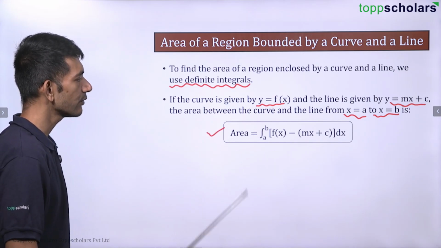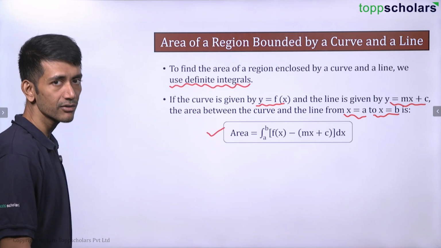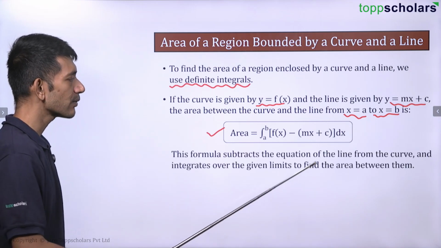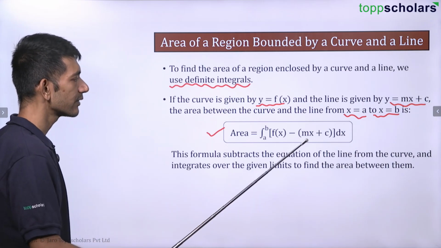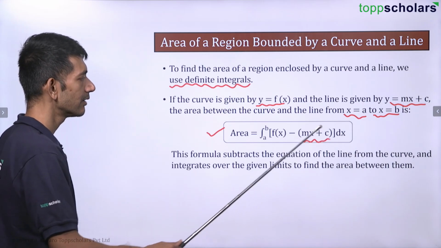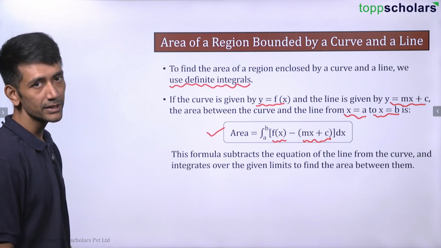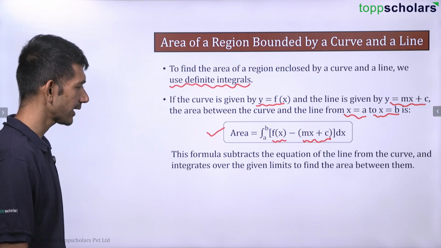So this is the way you find out the area of the region between the curve and the line. So basically, we subtract the equation of the line from the curve, and integrate over the given limits to find out the area of the enclosed region, right?